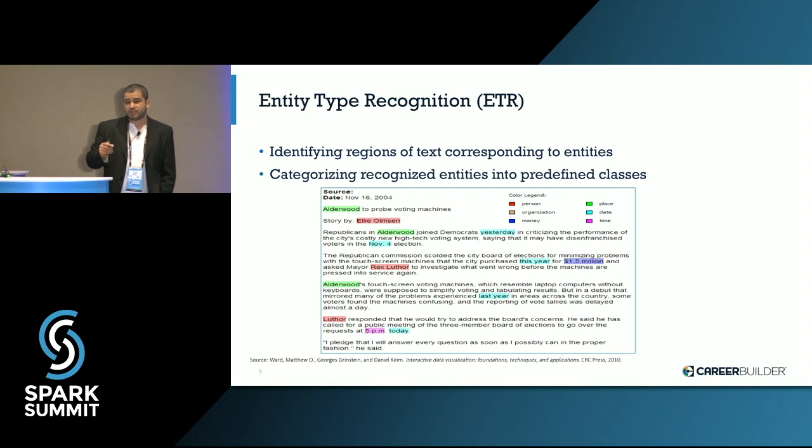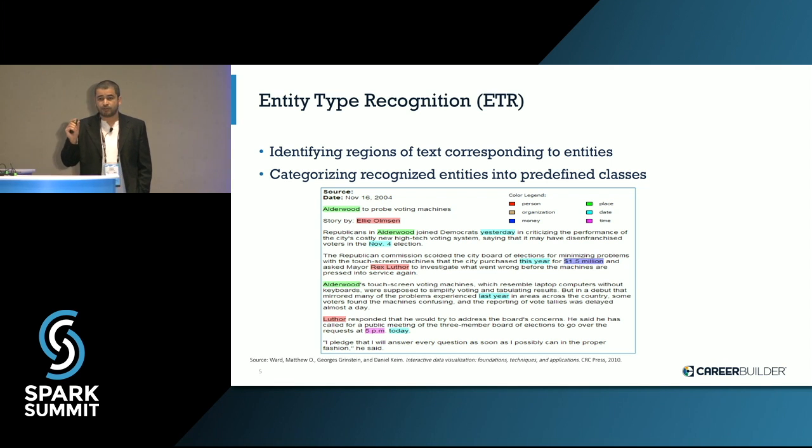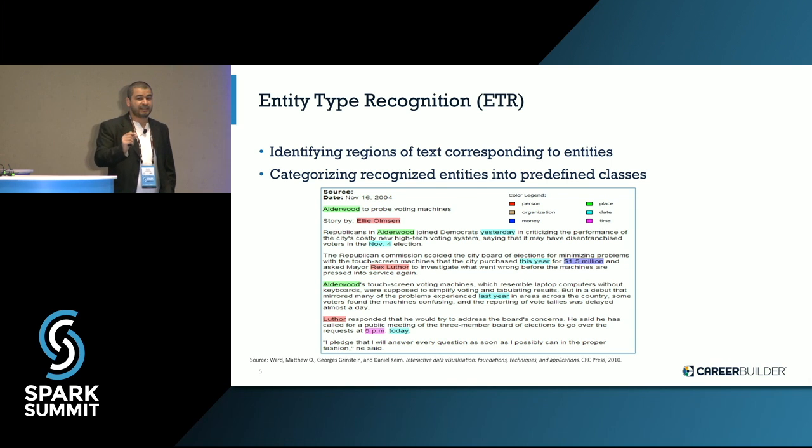Once you recognize those regions or tokens that represent entities, the next step is to classify or categorize those entities into their appropriate types. So if I get Michael from the text, I need to say now Michael is a person. If I get Databricks, I should say Databricks is a company. This is the problem.